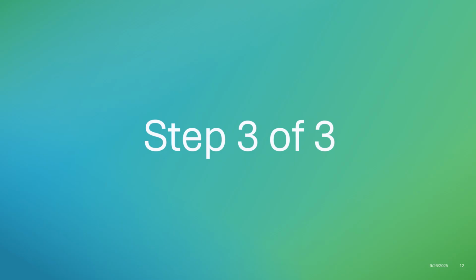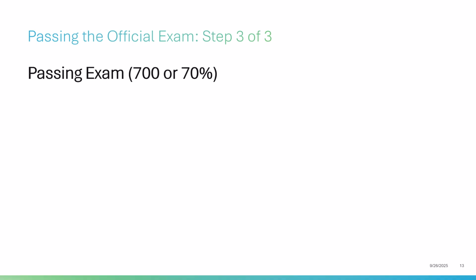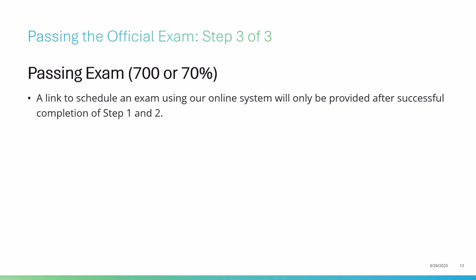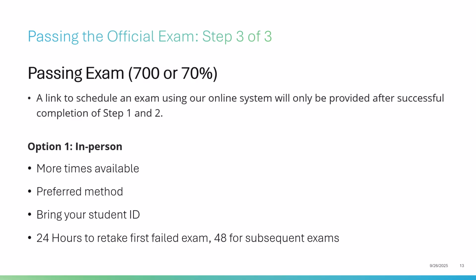The final step, 3 of 3, is taking the official Certiport exam. A link to schedule an exam using our online system will only be provided after successfully completing steps 1 and 2. We highly recommend taking the exam in person at the GBFI Financial Center, as there are more testing times available and users can avoid any technical issues. Students will need to bring a student ID. Students must also wait 24 hours to retake a failed exam and 48 hours for subsequent exams.